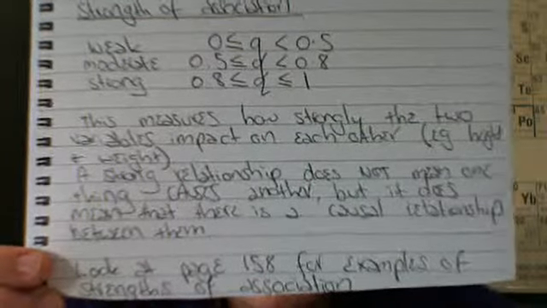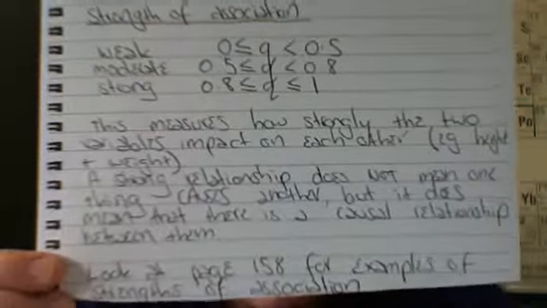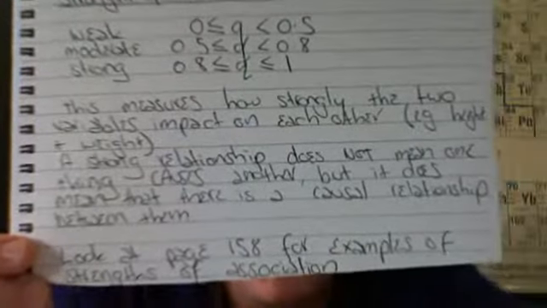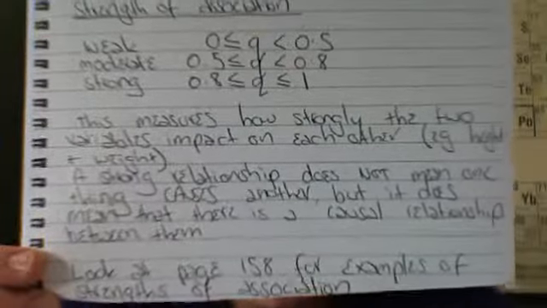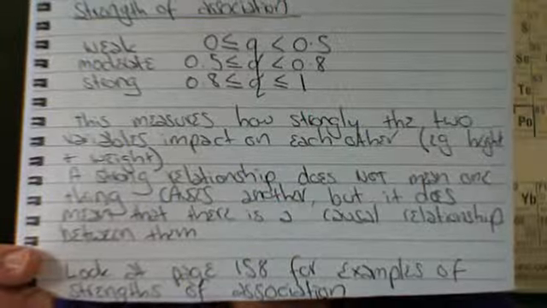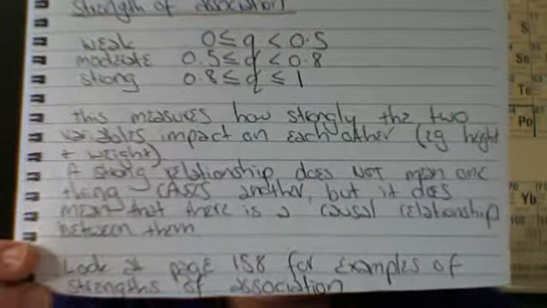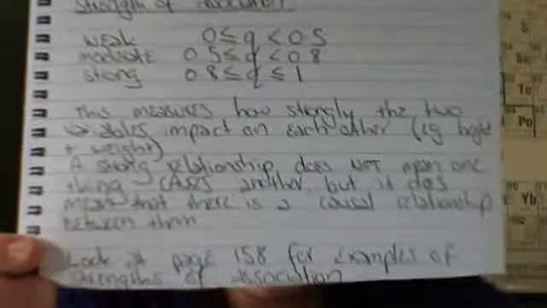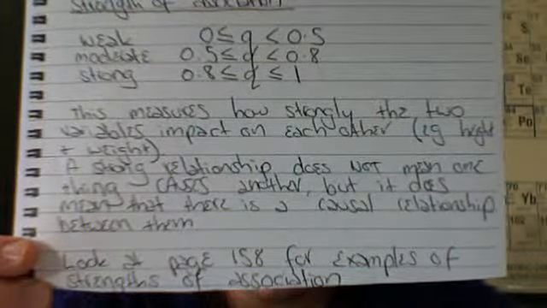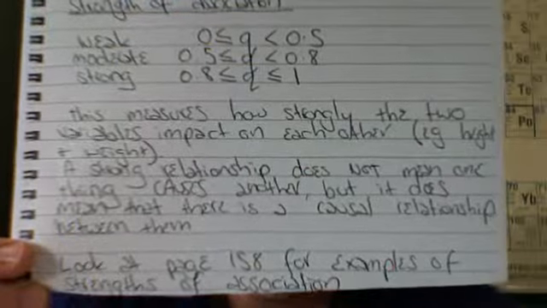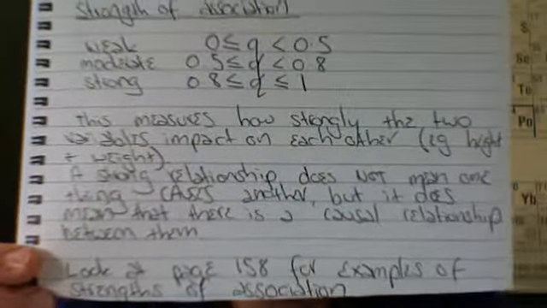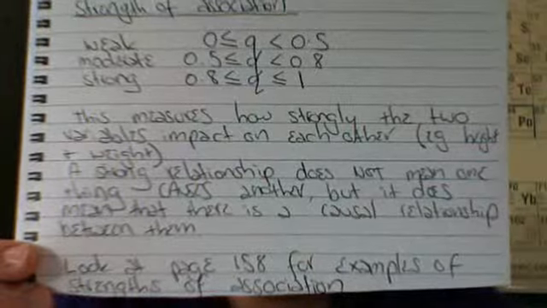A strong relationship does not mean one thing causes another, okay? So we're not saying because you're tall, you have large feet, but we're saying that there's a relationship between them. So it's likely that a tall person will have big feet, but it's not necessarily true. Some small people have really big feet, or some tall people have small feet. So you can't say that they cause each other, but we can tell that the two things are related, but one does not cause the other directly.